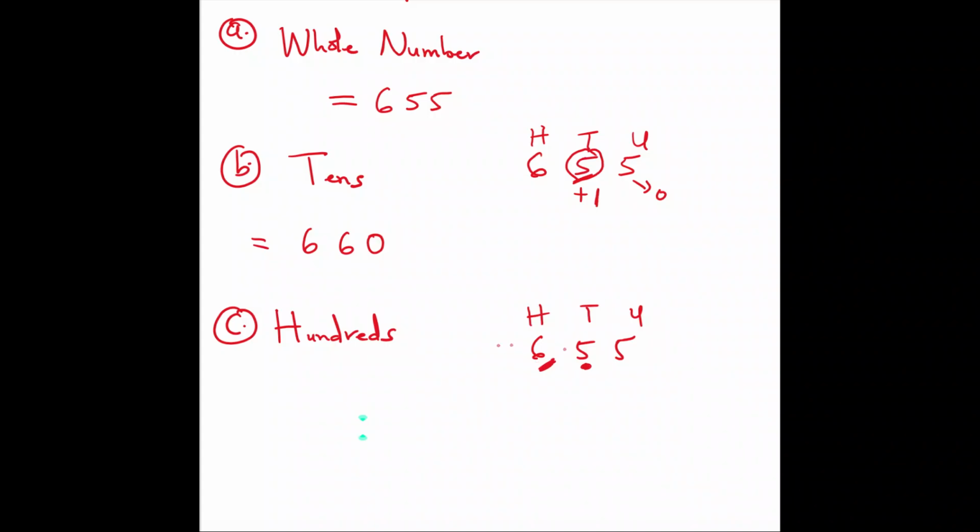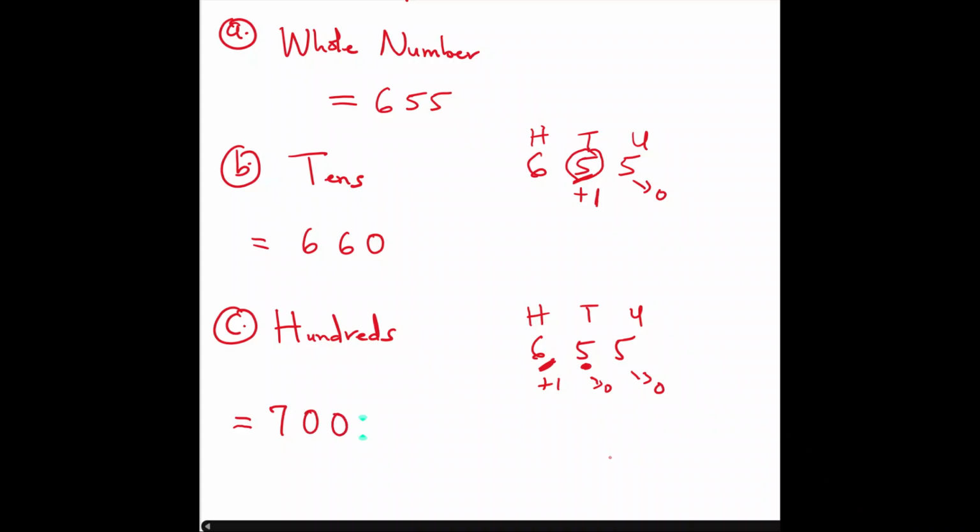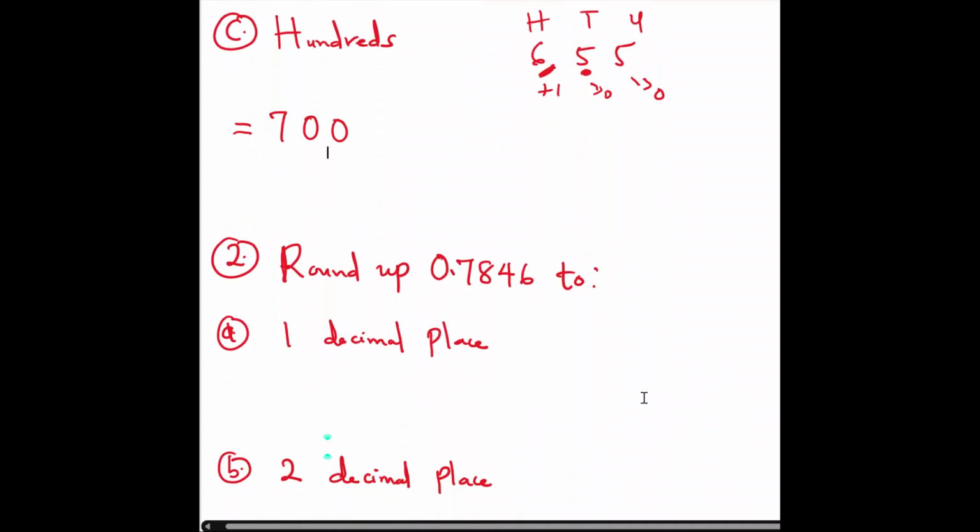So in this case, we have 655 rounding up to hundreds. Because this 5 falls in the range of 5 to 9, we add plus 1 to this, and this one becomes 0, this one becomes 0. So 6 plus 1 is 7. So that will be 700. Okay. So this is how you round up numbers to whole numbers, to tens, to hundreds.